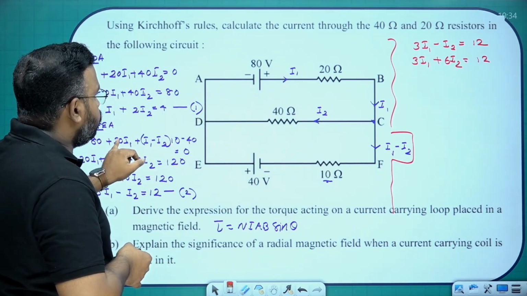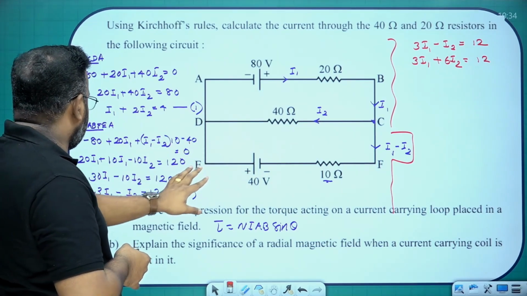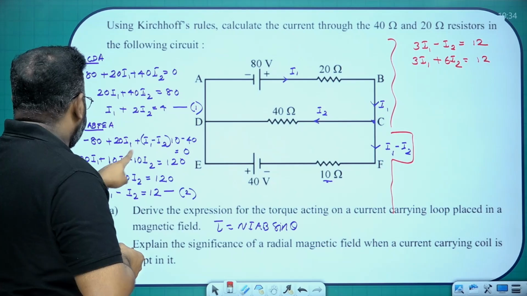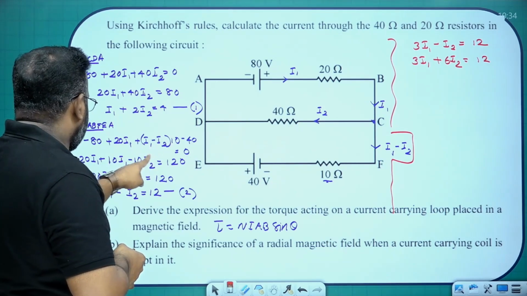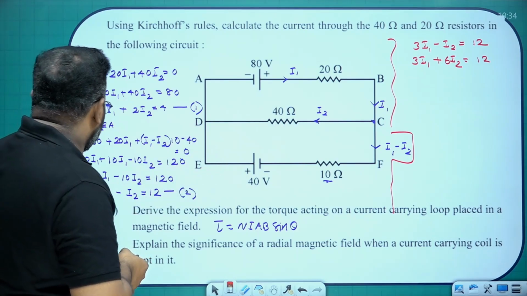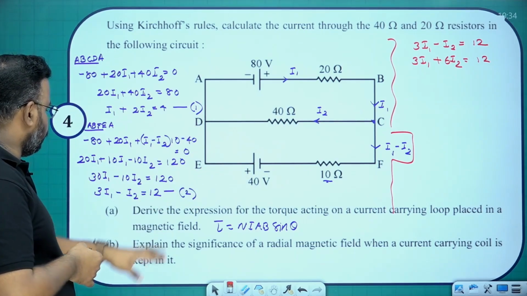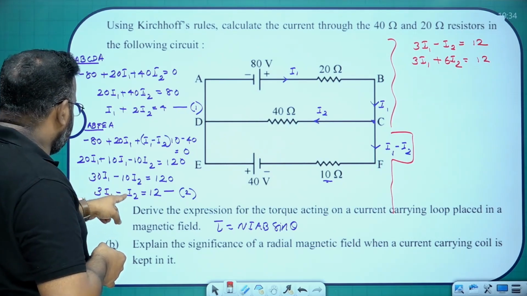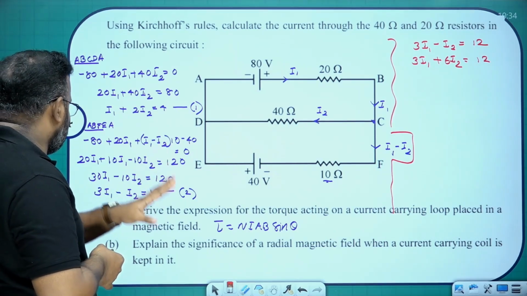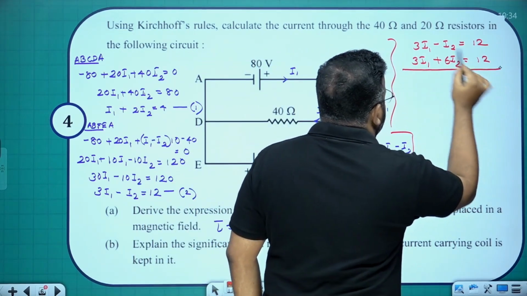Again, minus 80 plus 20 I1 plus I1 minus I2 into 10 minus 40 is equal to 0. 20 I1, 10 I1 minus 10 I2. Minus 80 minus 40 is minus 120. We are taking to the other side, it is 120. 20 I1 plus 10 I1 is 30 I1 minus 10 I2 is equal to 120. We are dividing by 10. So 3 I1 minus I2 is equal to 12. Perfect. Okay. Now we can solve it easily.